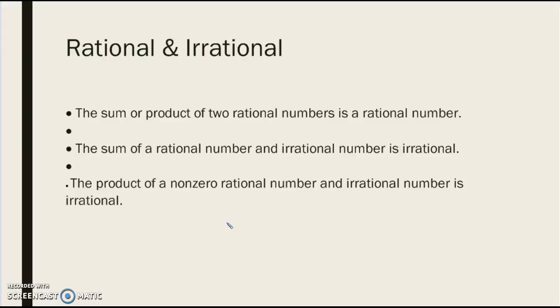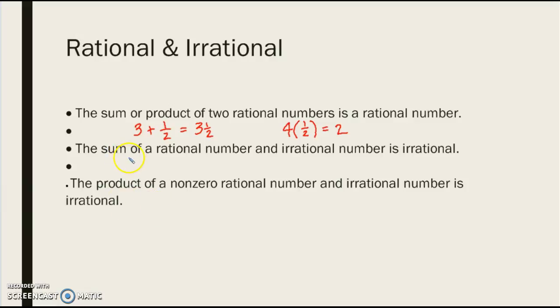So, some properties with rational and irrational numbers. The sum or product of two rational numbers is a rational number. For example, if I were to add 3 and 1/2, I would get 3 1/2. That's a rational number. Or if I were to multiply 4 and 1/2, that's multiplying two rational numbers, my answer is 2, also a rational number.